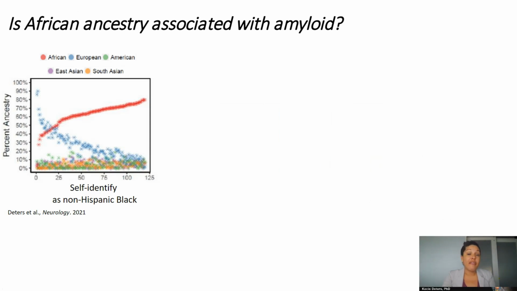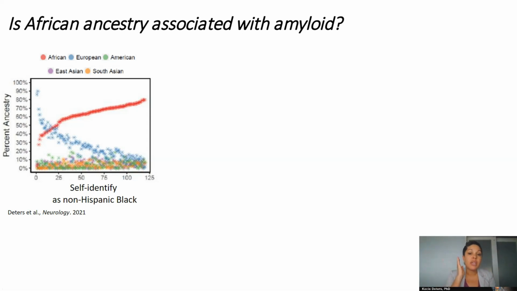Additionally, looking at African ancestry. So again, I talked about how people who are Black in the US have a highly admixed genetic ancestry between both European and African ancestry. So shown here is levels of African ancestry in red, the red asterisk, and the blue asterisk, the blue star, is levels of European ancestry.